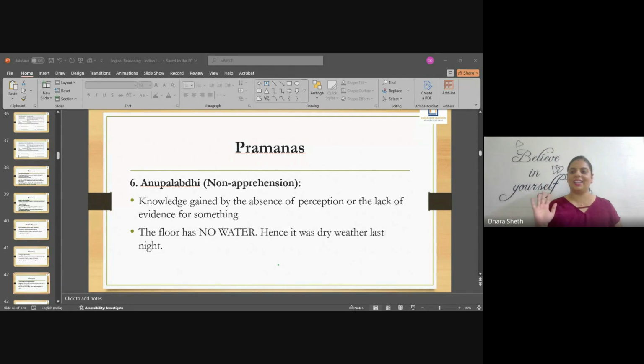Uplabd nahi hai. It is not available. Anuplabdhi, an unavailability of something or absence of something gives you perception or knowledge. Clear with Anuplabdhi and Arthapti? Okay.